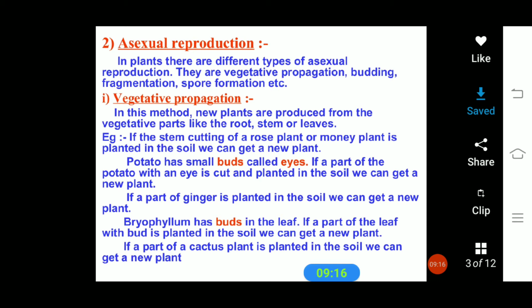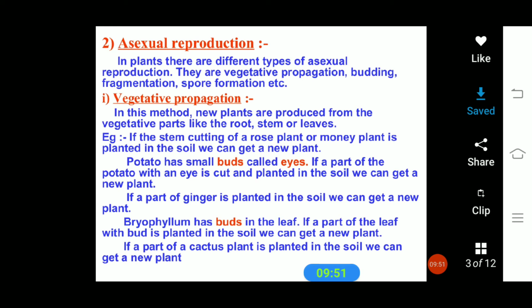For example, if the stem cutting of a rose plant or a money plant is planted in the soil, we can get a new plant. Even with other plants like hibiscus, when we cut the stem and plant it in the soil, we will get a new plant. This is how a new plant can be reproduced through the stem.